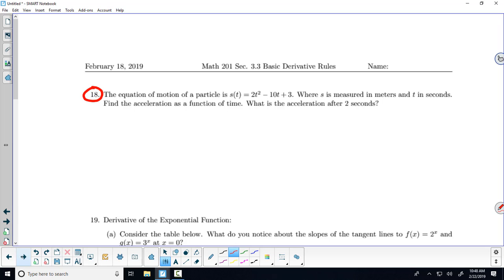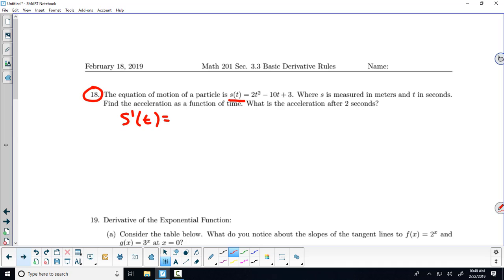Okay? So you have all the tools you need to do this problem. We're given a position function, right? So how do I find the acceleration of a position function? I'm going to take the derivative once, and it'll give me the velocity. And then Stephen says take it twice, and you get the acceleration, right?